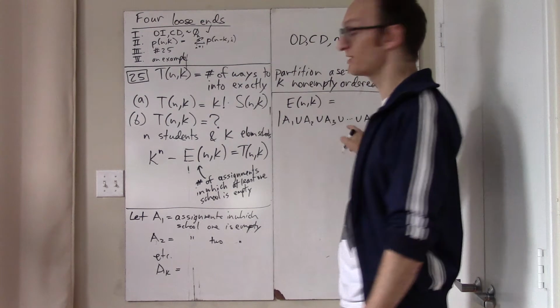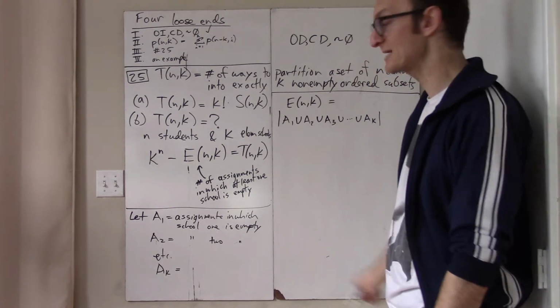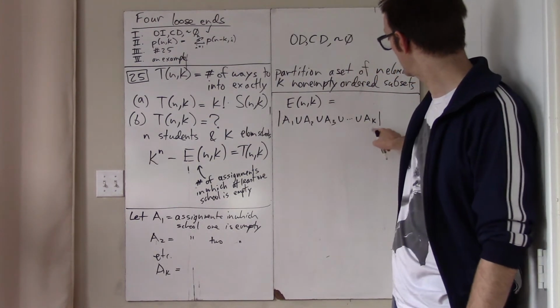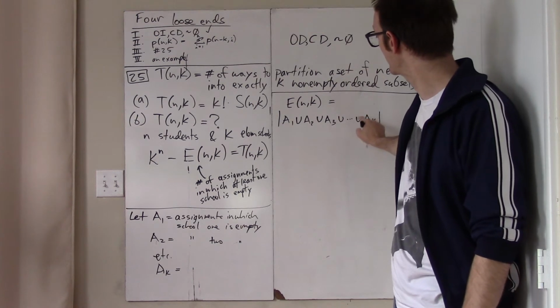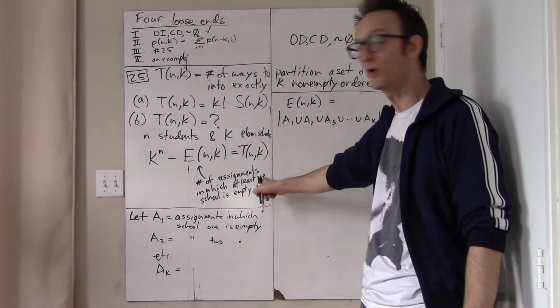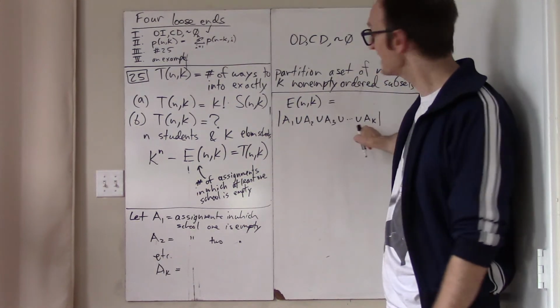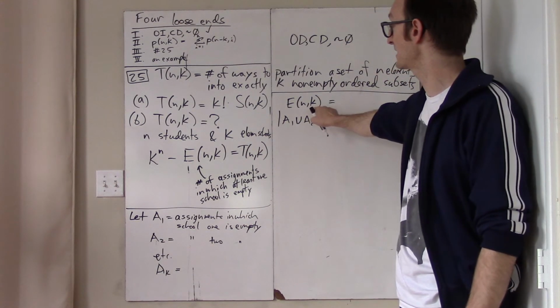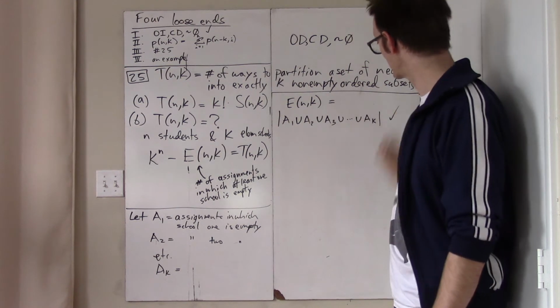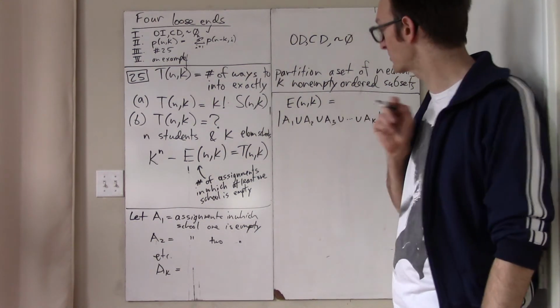But note that there might be considerable overlap between these sets, but this set, which is the union of all of these, is what I'm looking for, right? It's all the assignments of students to schools in which at least one school is empty. And I need to find out how many of these there are. That's what E(n,k) is.